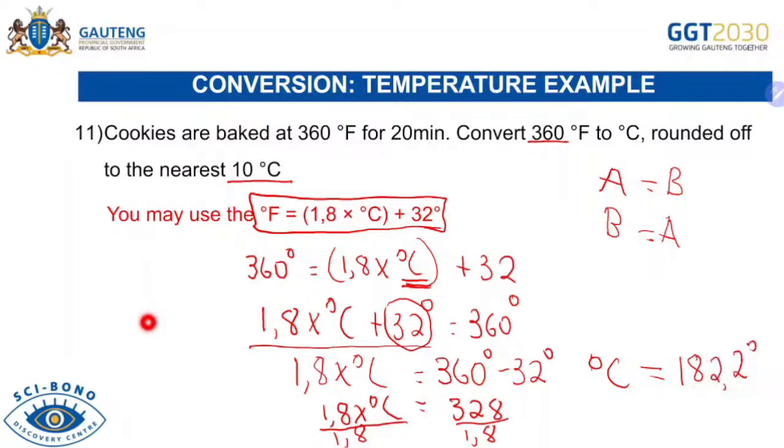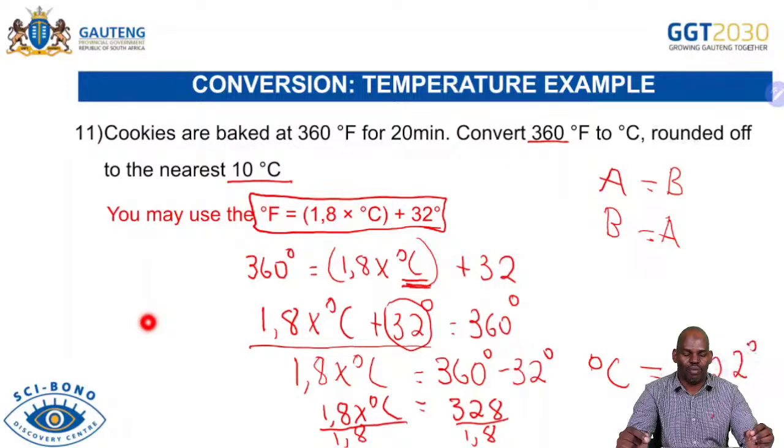But in the very same question, we have to add something. They say rounded off to the nearest 10. Rounded off to the nearest 10 means we need to round to the nearest number that is divisible by 10. The nearest number in this case is going to be 180. If it was 185 or more, then it would be 190. But because it's less than 185, it becomes 180. So to the nearest 10 it's 180 degrees Celsius. Remember, it's only because the formula was given in a different format.